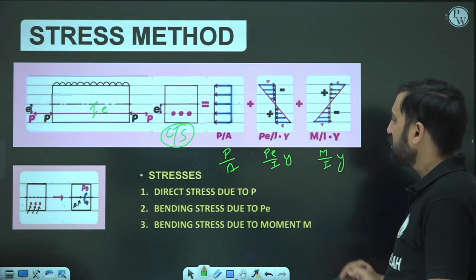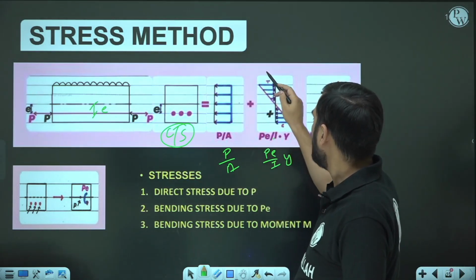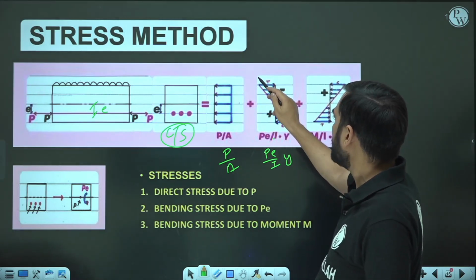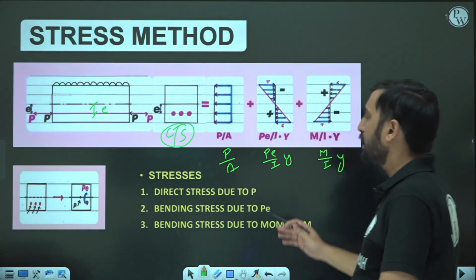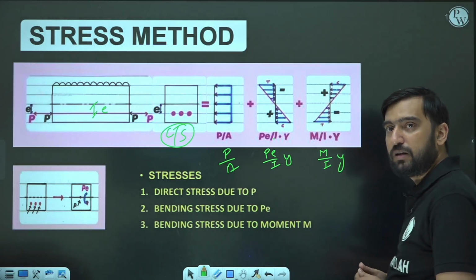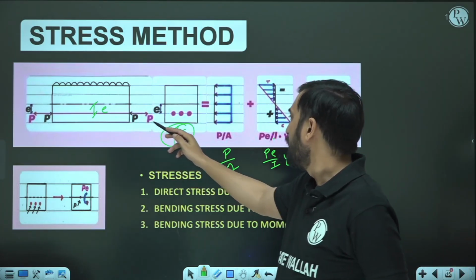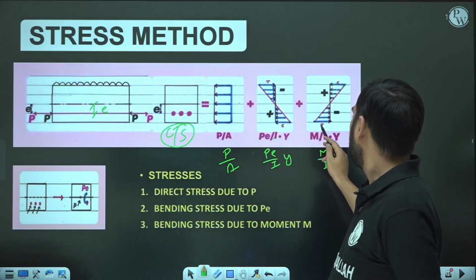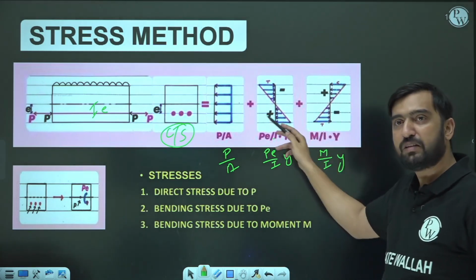So the resultant stress at top fiber is P by A minus P e upon I into y plus M upon I into y. Why am I saying minus here? Because if eccentricity is below the centroidal axis, then the upper portion would be in tension due to pre-stressing only. And what would happen to the stress at bottom? P by A is there, it is plus P e upon I into y, and it is minus M upon I into y. So you can see these two are going to cancel each other.